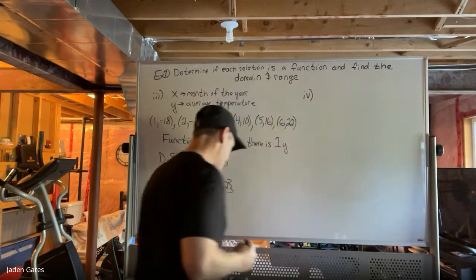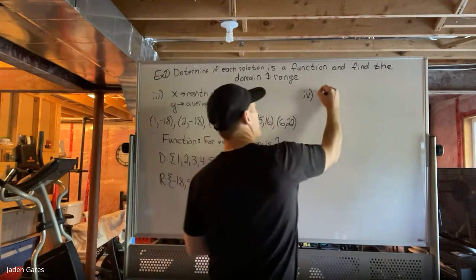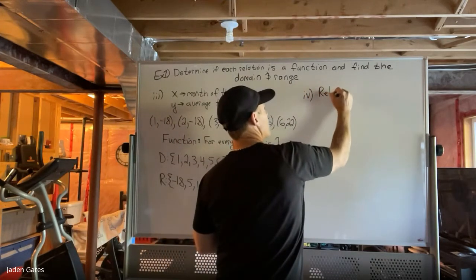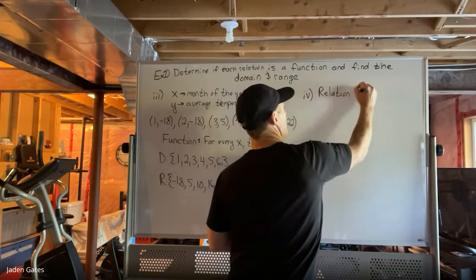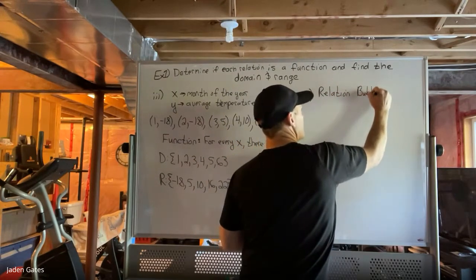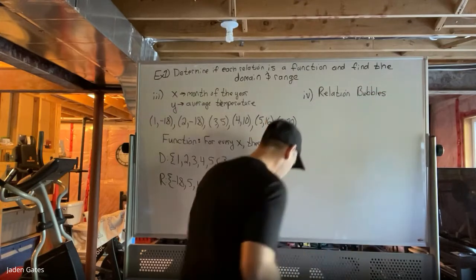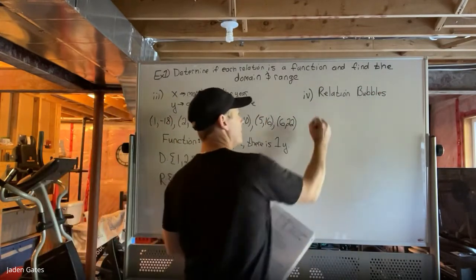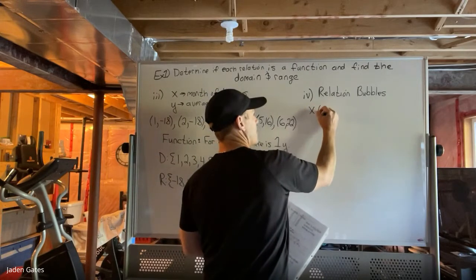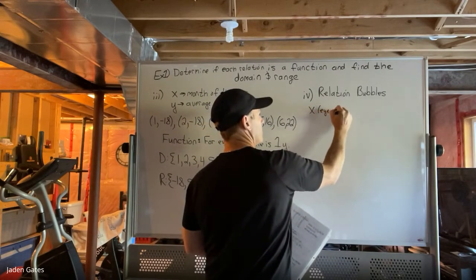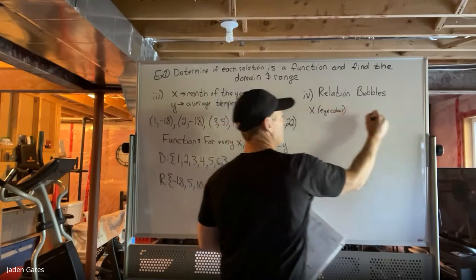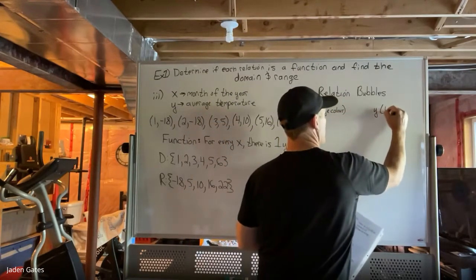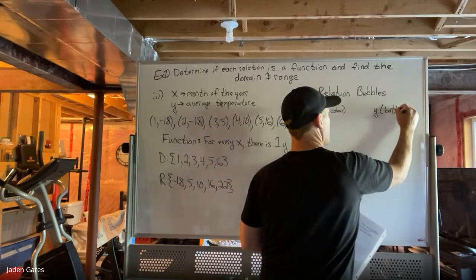IV. So our last one for data here, where we're looking at what's called relation bubbles. Some of you may have seen this, maybe not. All right, so this is just a little bit different way to express data. What we're looking at, our X is our eye color. And Y is, I'm watching the old Blue Jays here, batting average.